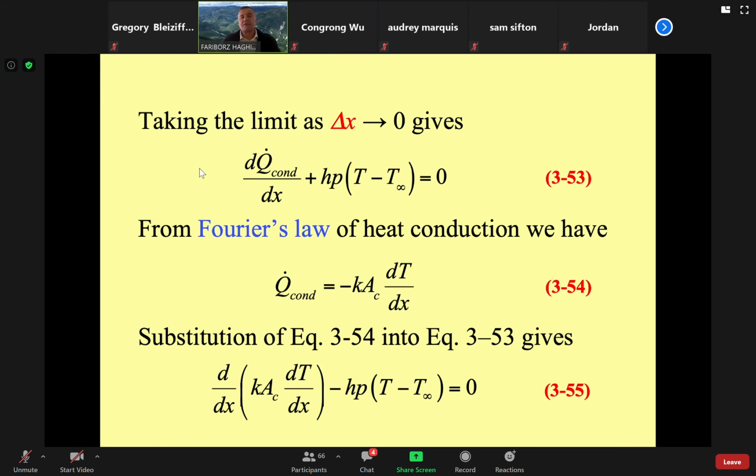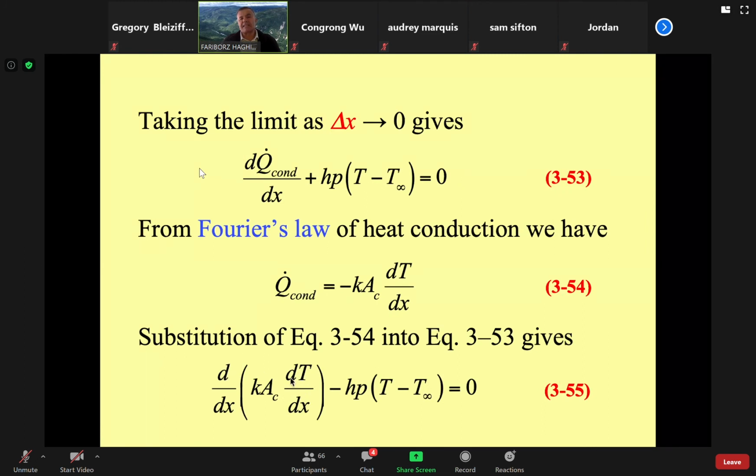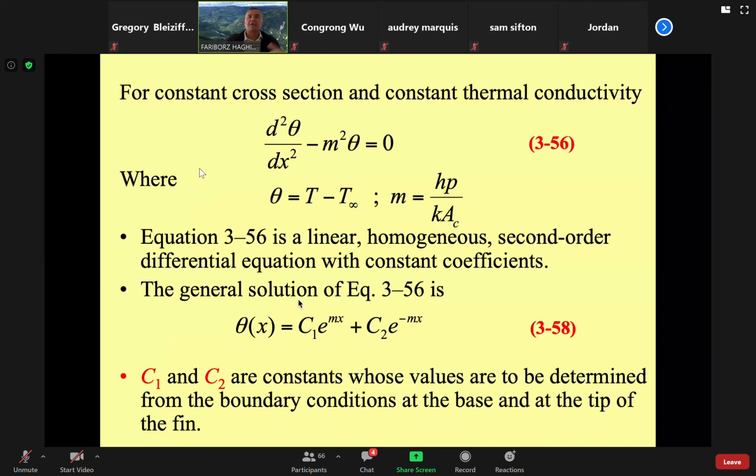Let's see how we can solve this one. First, we have to simplify it. Therefore, I can change this differential equation to look like this. The second order term, I can assume k is constant, take it out. AC is constant, I can take it out. It becomes the second order of this one, and then becomes like this.